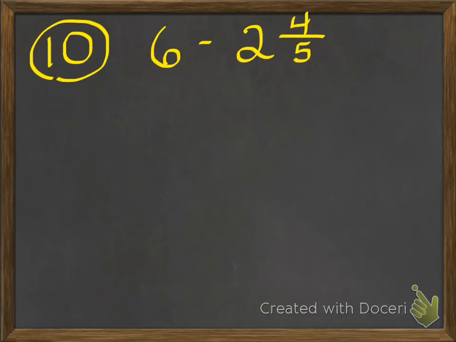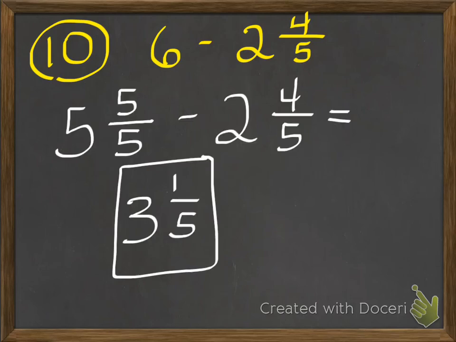Number 10, try this one. 6 minus 2 and 4/5. Okay, I had to rename that 6 to 5 and 5/5 minus 2 and 4/5, and then that one was kind of easy. It just ended up being 3 and 1/5.